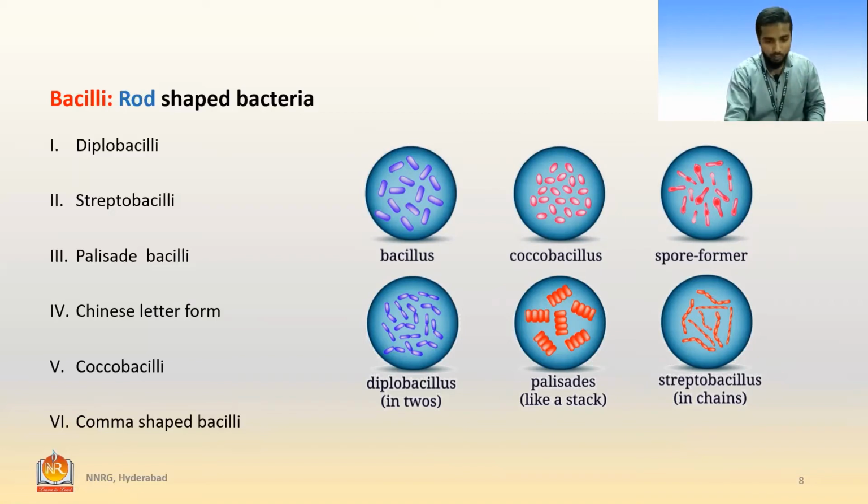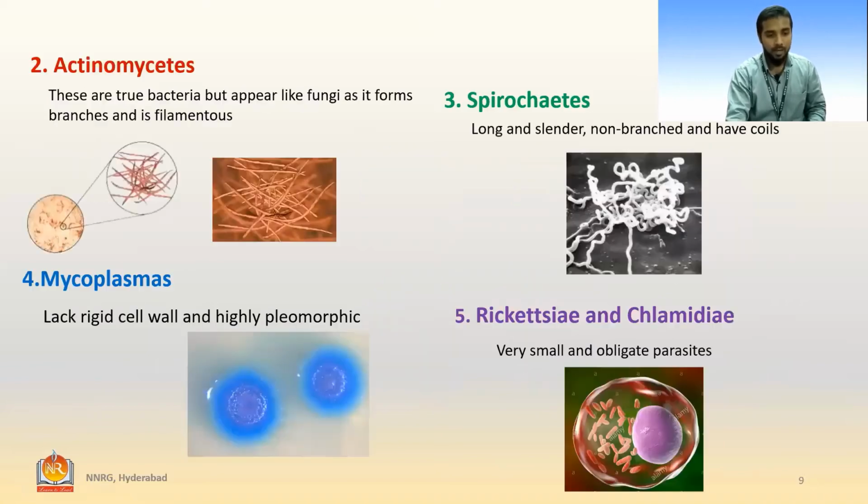That will be a spore forming bacteria or spore shaped bacteria. Moving on to the other types, Actinomycetes. These are true bacteria but appear like fungi as they form branches and are filamentous.